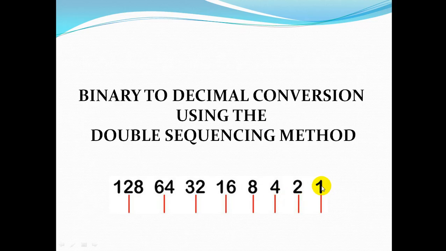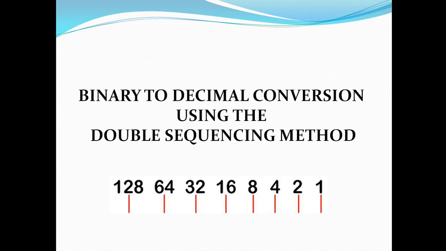From 1 times 2, you have 2. If you multiply this 2 times 2, you have 4. If you multiply 4 by 2, you have 8. Multiply 8 by 2, you have 16. Multiply 16 by 2, you have 32. Multiply 32 by 2, you have 64. Multiply 64 by 2, you have 128, and so on and so forth. This is what we call the double sequencing method of conversion from binary to decimal.